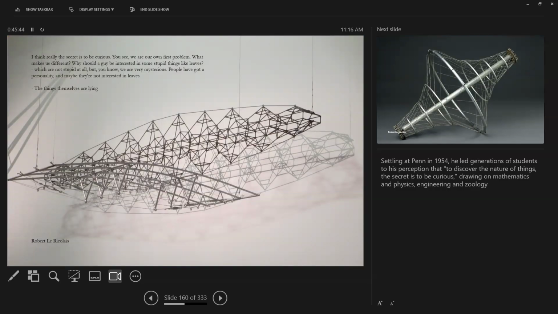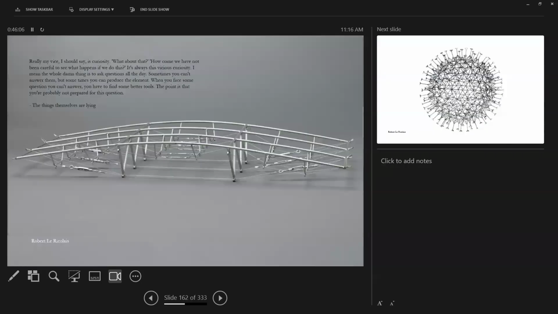You see, we are our own first problem. What makes us different? Why should someone be interested in some stupid things like leaves, which are not stupid at all? But we are very mysterious. People have got a personality, and maybe they're not interested in leaves. I like the idea that whatever you're interested in, whatever strikes your fancy, is a source of questioning and a source of experimentation that probably hasn't been opened by anybody.